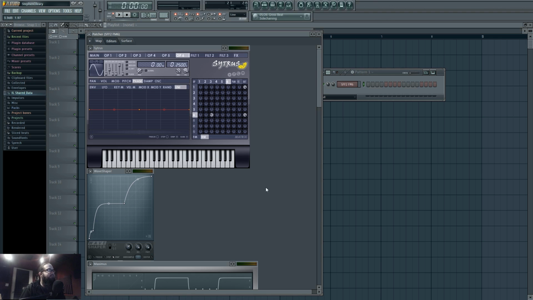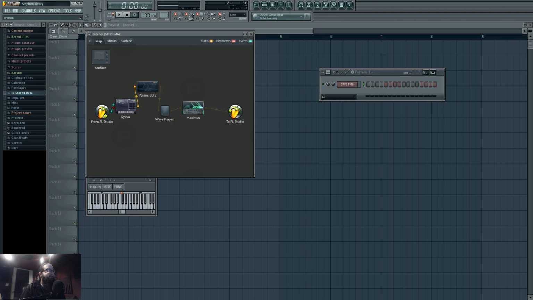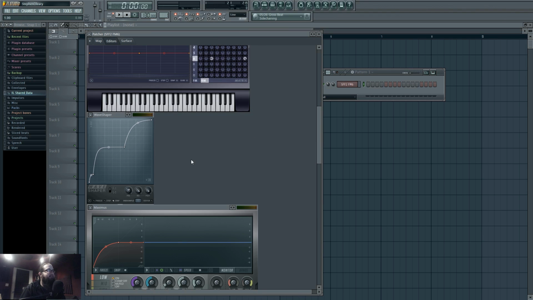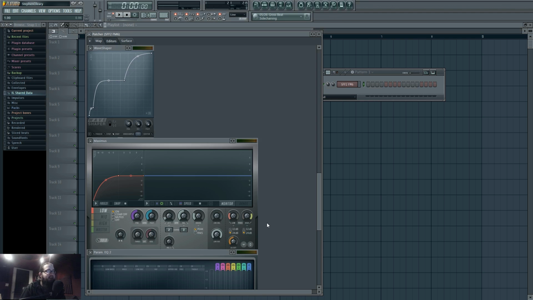So into distortion, and I did some weird things with distortion in this particular patch. So I'm using a patcher to do this, by the way. So I have a Citrus, and then I put the ZQ in here today just so I can show you how that works. And then there's a wave shaper, and then there's a Maximus. So the wave shaper, you can see what's going on. I've made a shape and it sounded cool. With Maximus, however, I'm kind of doing the same thing.